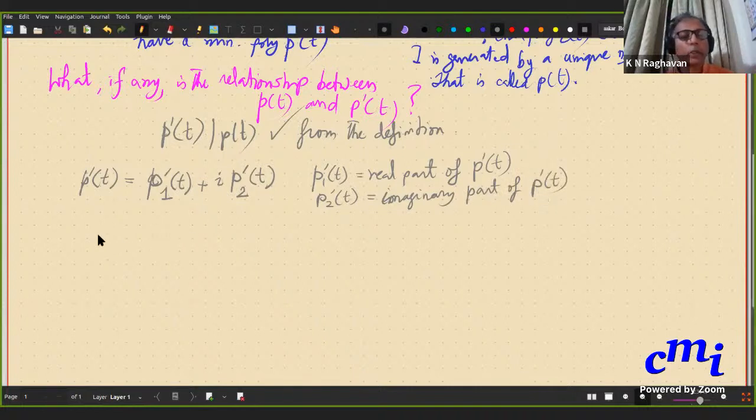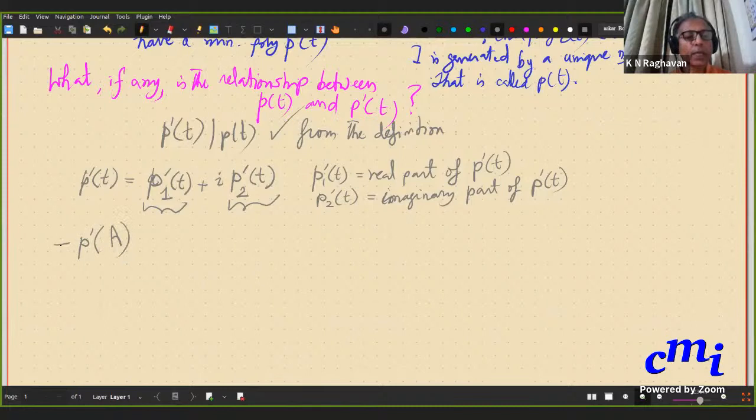Okay, very good. So then P prime T is... now look at this, both of these are real polynomials now, right? Now I put A into this. So P prime A is 0, because that is satisfied by A, right? And if you do that, you will get P1 prime A plus P2 prime A. Okay, now what?